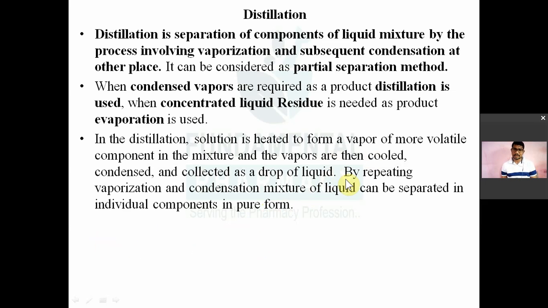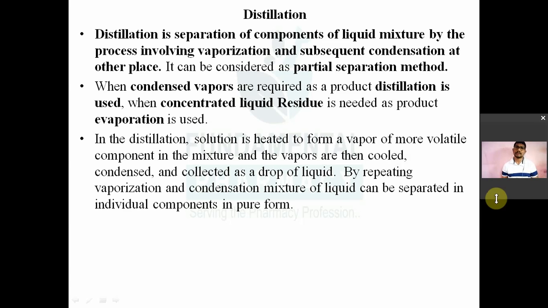By single distillation, you cannot get a pure form of compound. But by repeating the vaporization and condensation, by repeating the procedure and by using a fractionating column, the process repeats in the fractionating column. Means there will be partial evaporation, partial condensation, again partial evaporation, again partial condensation. So in fractional distillation, or by using a fractionating column, you can get a pure compound in the distillate. But in simple distillation, you cannot get a pure distillate. So that is the major difference.